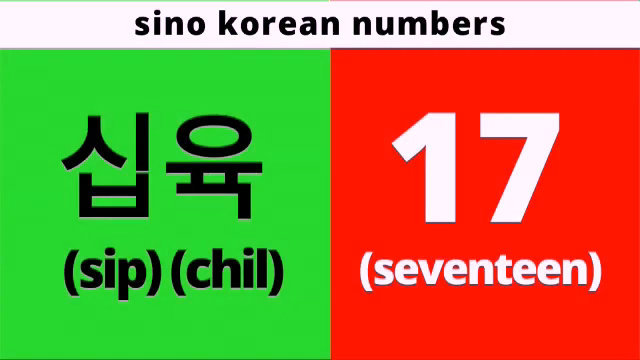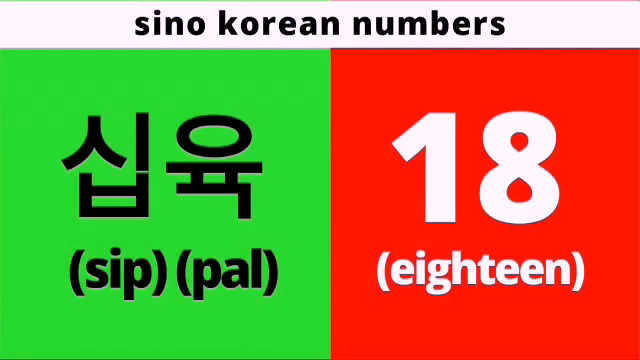Next is 17. The Sino-Korean translation of this is ship chil. Ship represents the tens value, which is 10, and chil represents the ones value, which is 7. So 10 plus 7 is 17, and that would be ship chil in Sino-Korean.